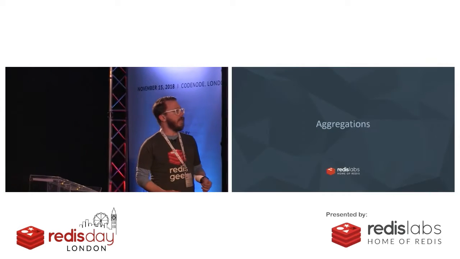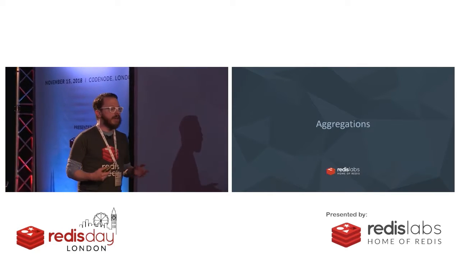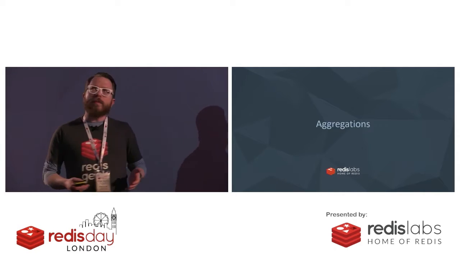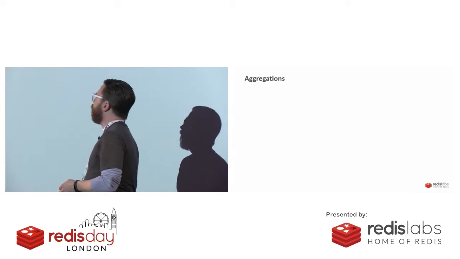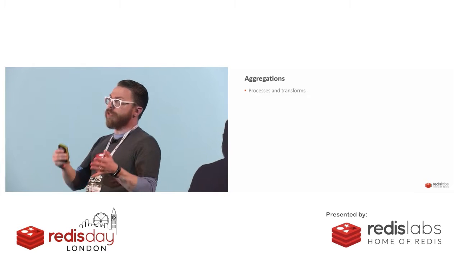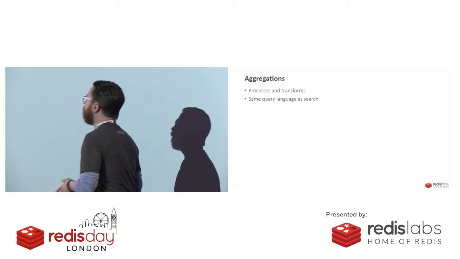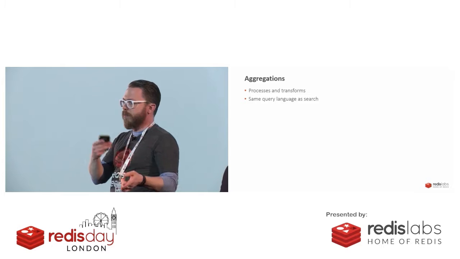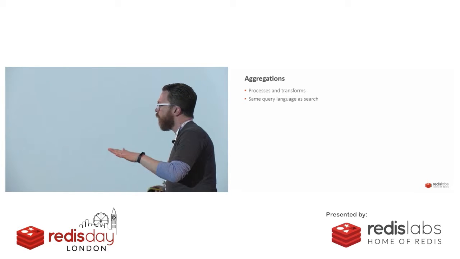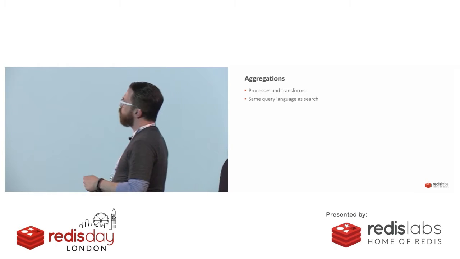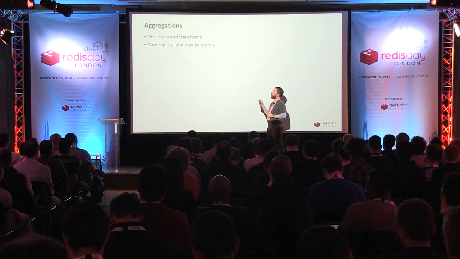So let's take a look at aggregations quickly. The aggregation engine is relatively new. We've had it for probably 3 or 4 months now. With aggregations, basically you process and transform results from a search, and it uses the same query language. So you put your query in, and you change the command. We're altering some of the syntax for the next major version, but that's to be determined, so some things may change here.